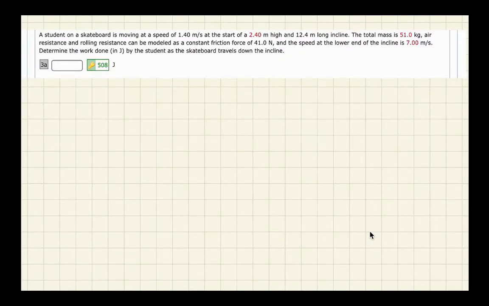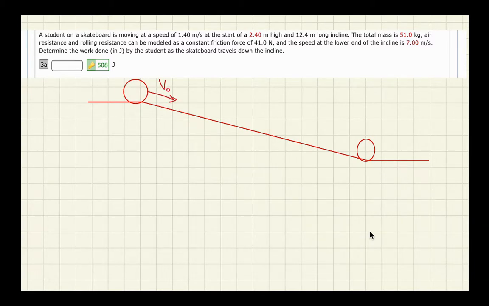And this is where these problems start getting a little more complicated. So here we have a student at the start of an incline, and they're going down this incline. So I'll draw it out. Here's my student at the top and at the bottom. So at the top, we're moving with some v initial. And at the bottom, we're moving with some v.